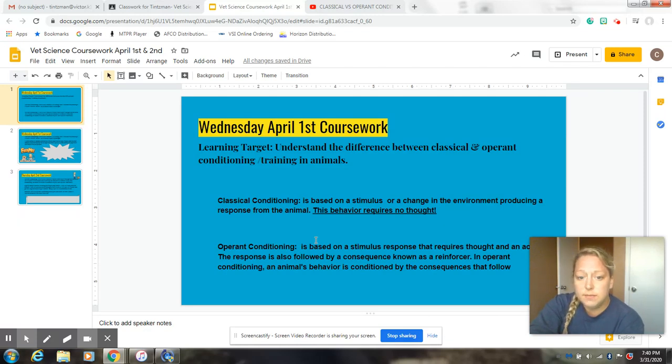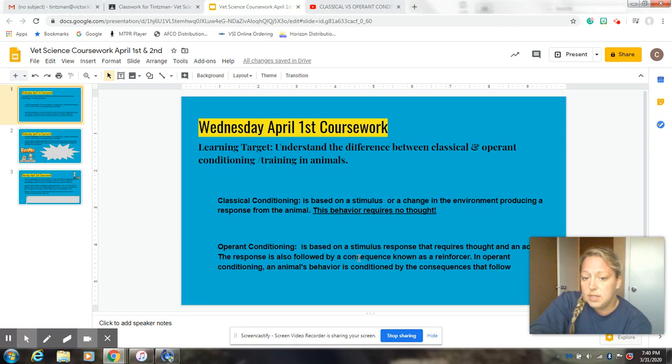Operant conditioning is different. This is a stimulus or response that requires thought. And there's normally either consequences or a reinforcer that helps this animal come to the right conclusion. So this is somewhere where consequences are conditioning that animal's behavior. So the consequences could be something good, like when they say sit, I sit down and I get a treat.